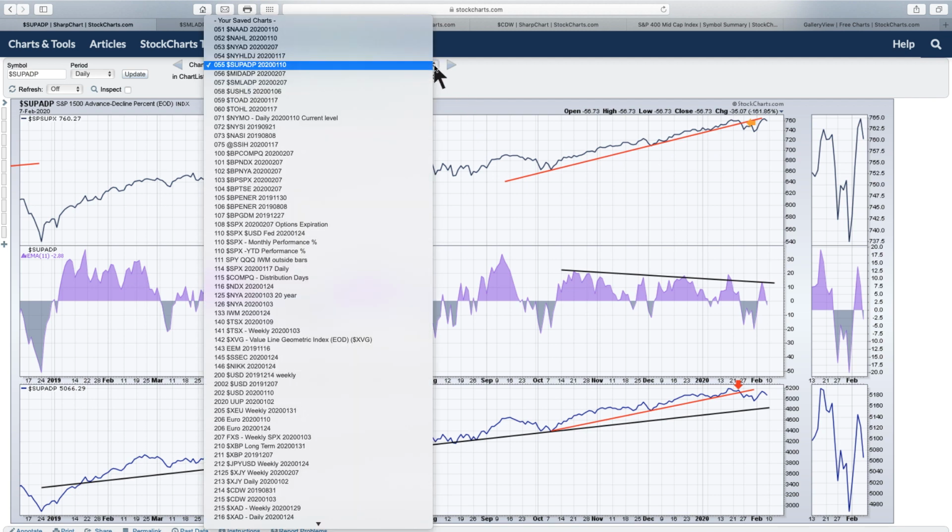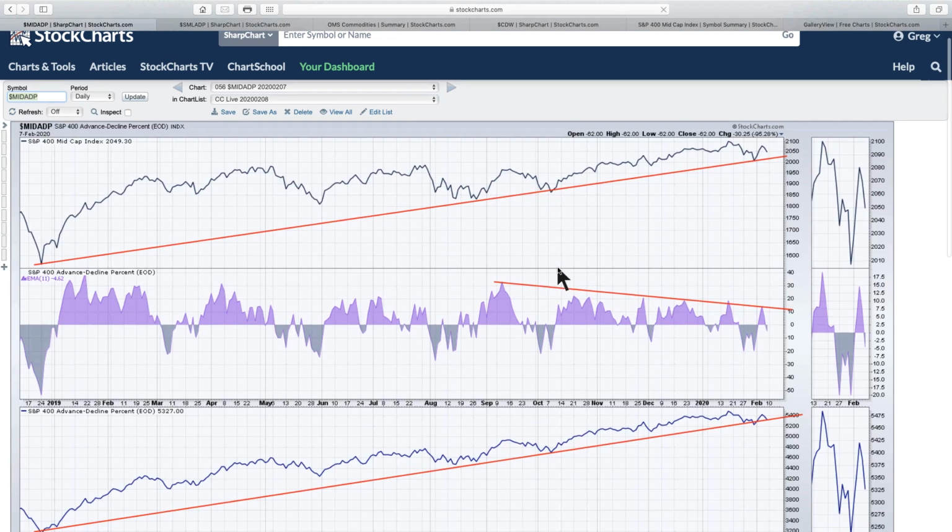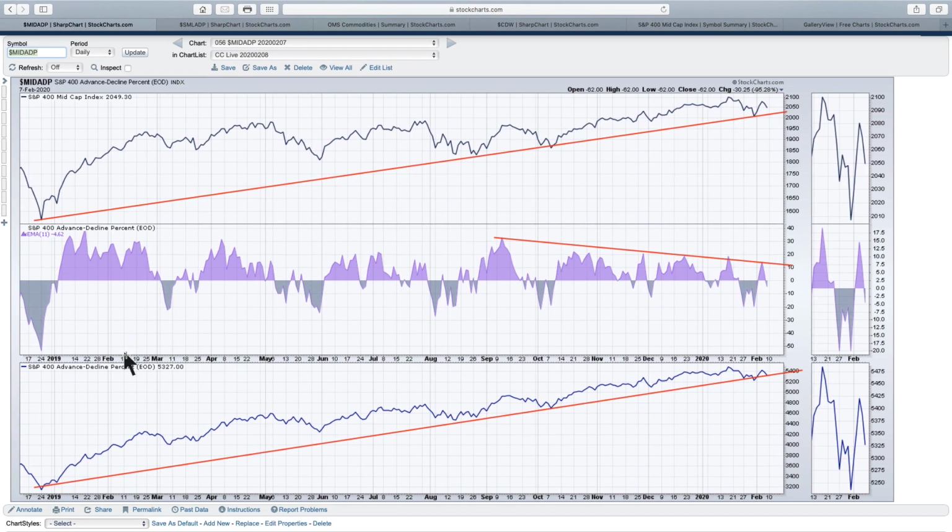But what you'll see is on the small and the mid cap, so here's the mid cap. And on the mid cap, these are the same settings. It's just that this is for the S&P 400 mid cap, and then this is the actual index itself up at the top, and this is the 2-week moving average.